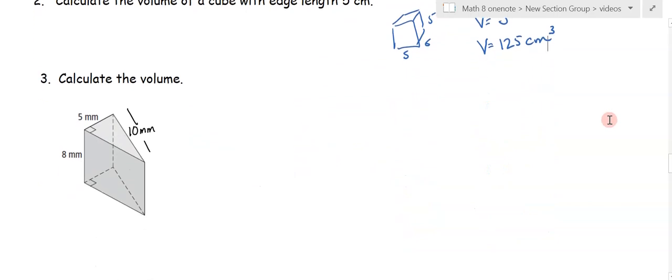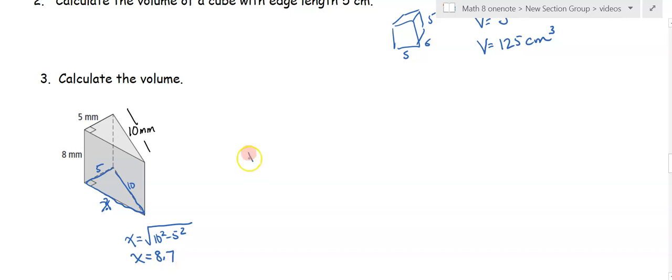Let's try this one. If this is a triangular based prism, we would first need to find the area of this triangle at the base. We know it's 5, but we know the hypotenuse is 10. We do not know this side to find the area, so base times height divided by 2. We need to know this length right there, which we can call x. So x is equal to the square root of the hypotenuse, the 10, squared minus 5 squared. So I'm going to get square root of 10 squared minus 5 squared gets me 8.7.